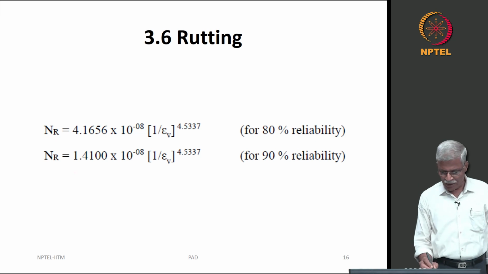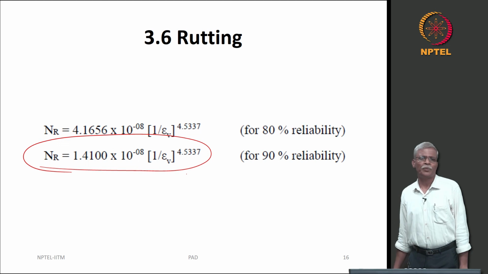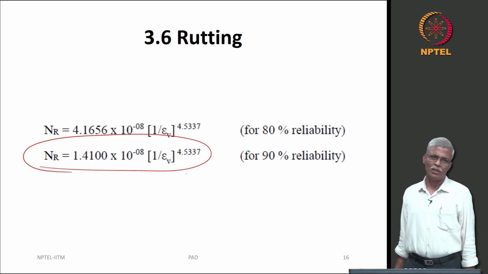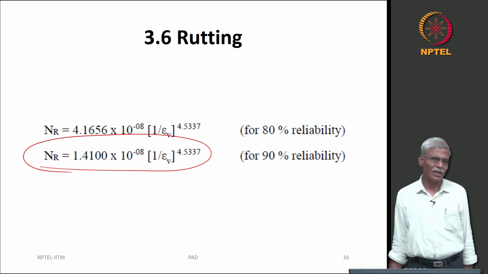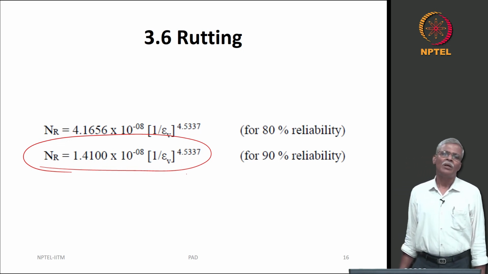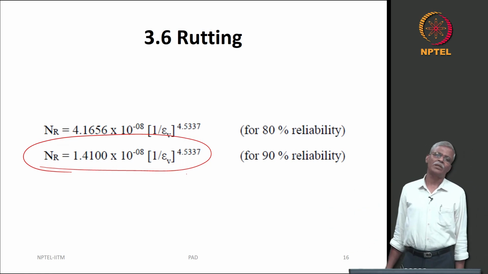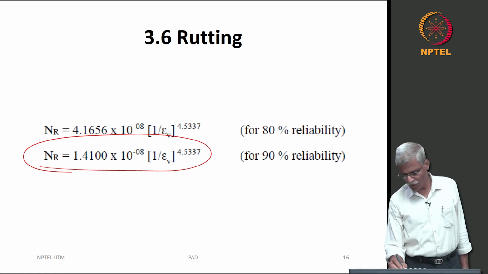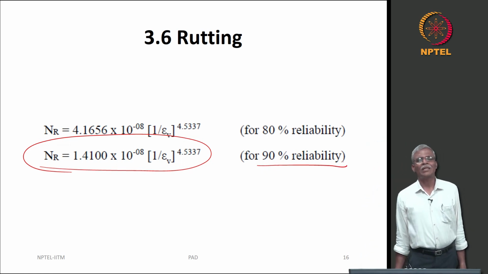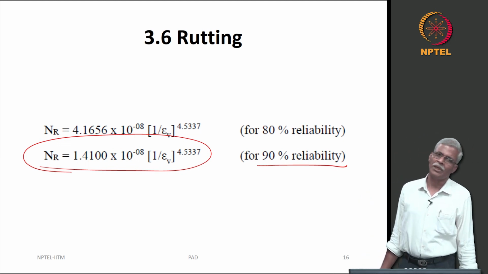Now, let us take a look at this particular expression. How do you interpret this equation? It says number of repetitions NR is equal to some number, 1.41 times 10 power minus 8, multiplied by 1 over epsilon V to the power 4.5337, and this is for 90% reliability. Now, by this time you should know what is 90% reliability, what is 80% reliability.